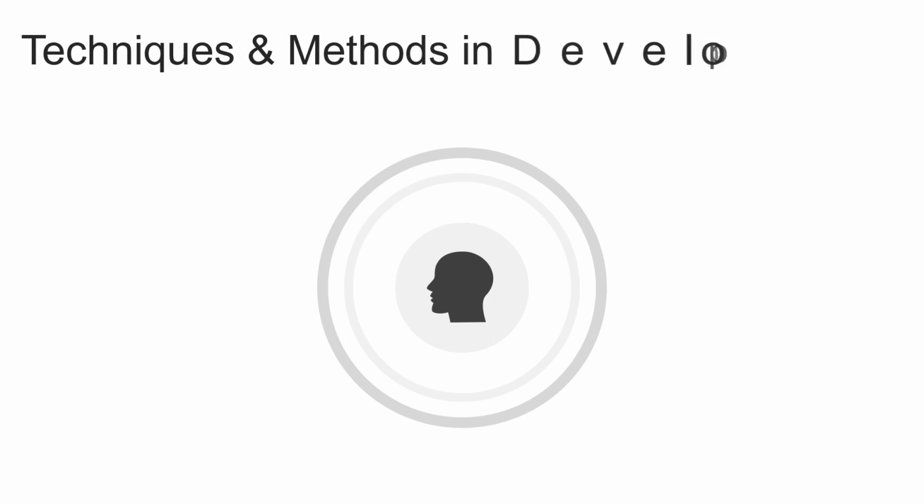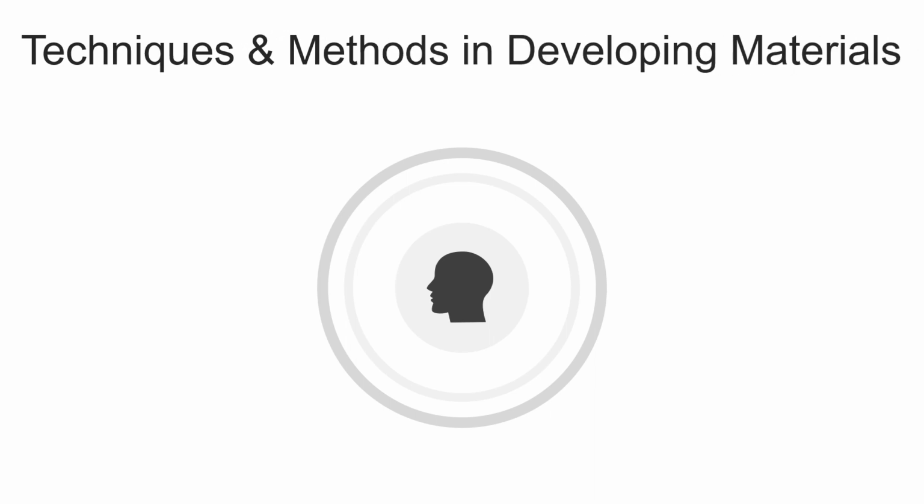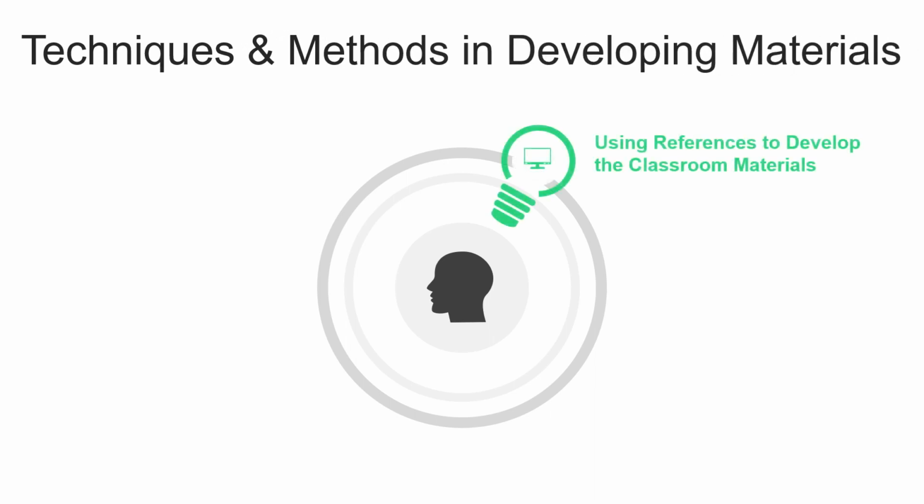Here are some techniques and methods in developing modules and materials. Using references to develop the classroom materials. Since classroom materials tend to teach students the method of forming materials, referencing is highly necessary for developing this. You can use books as references when making classroom materials.